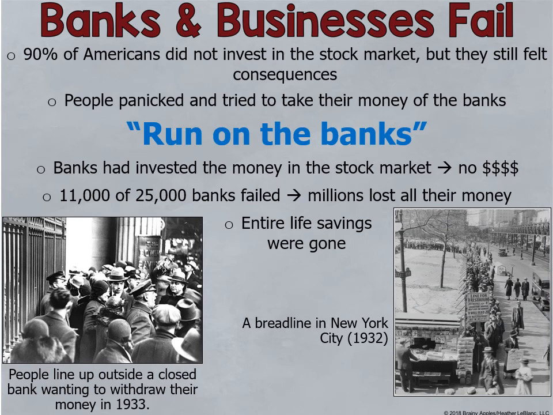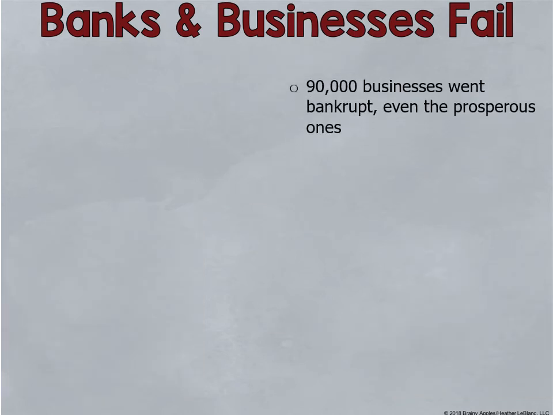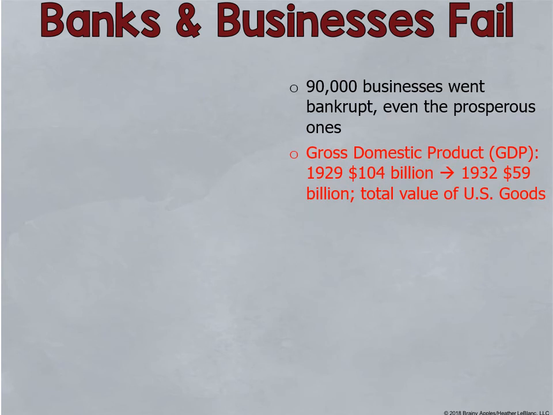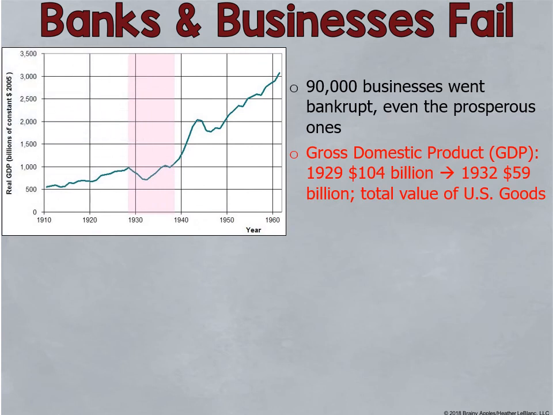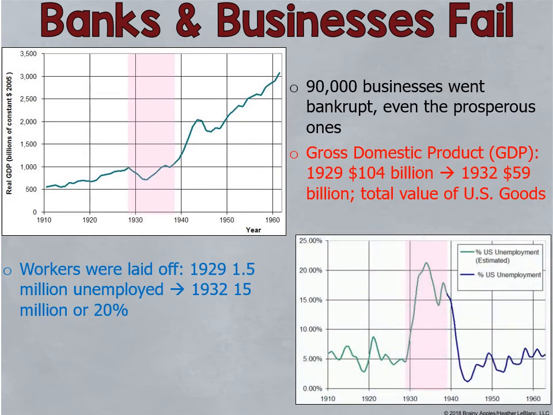Many people, like, their money is gone. They have no way to feed their family. Companies are closing. We see an increase in soup kitchens and bread lines. 90,000 businesses went bankrupt, which obviously is not good. The gross domestic product, or GDP, is the total value of US goods and services that we produce in a year. So that dropped. We also have unemployment increasing. So unemployment increased 20%. And like I said, soup kitchens and bread lines become more common.